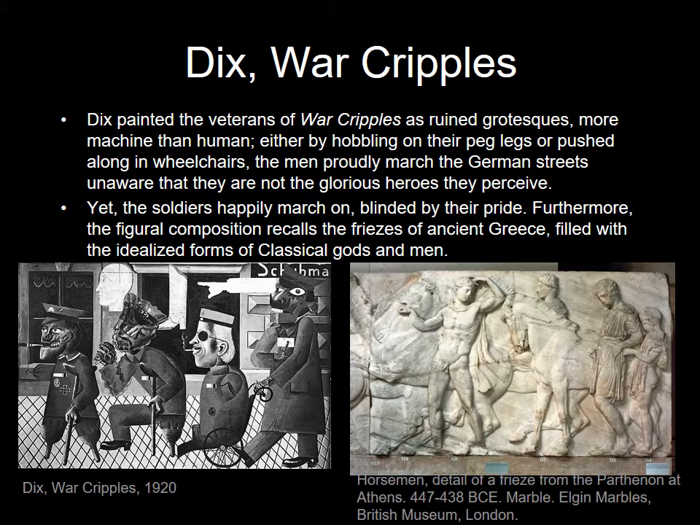So here I'm showing you a detail of a frieze from the Parthenon in Athens, which dates to 447 BCE. And this will make sense because at the end of this presentation, I want to show you the Degenerate Art Museum and the works that were part of the National Socialist Party, which emphasize a more idealized or classical form as opposed to this New Objectivity movement that looks at sort of dehumanized figures in some way.